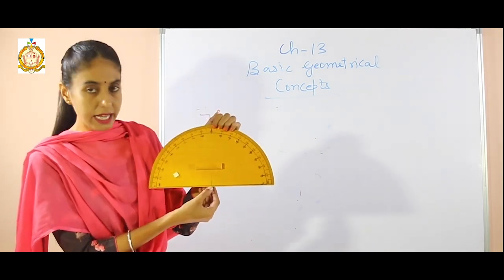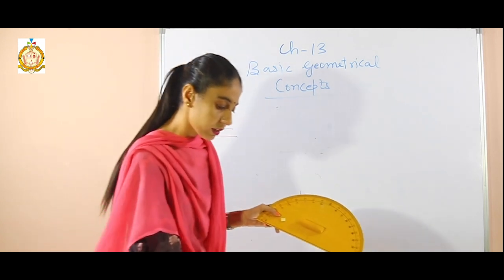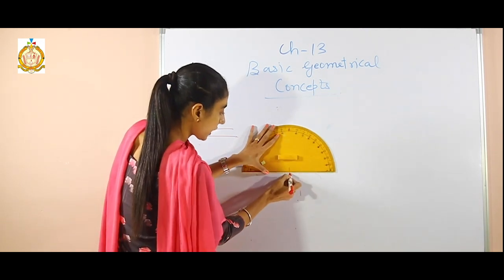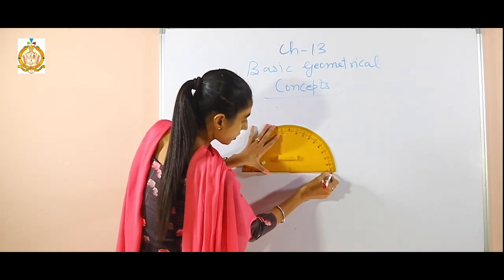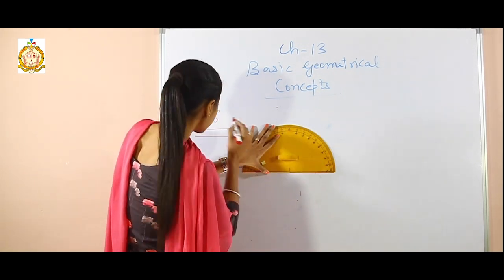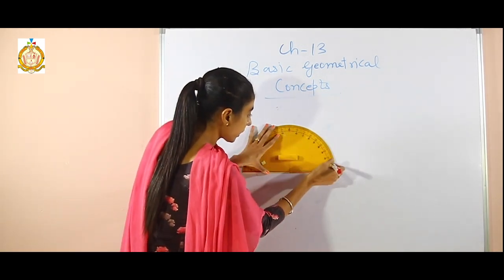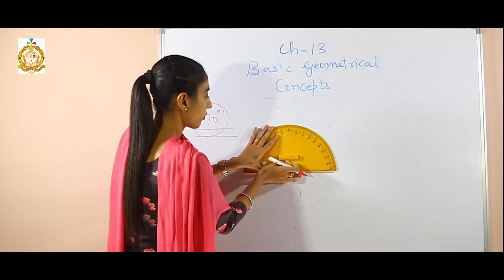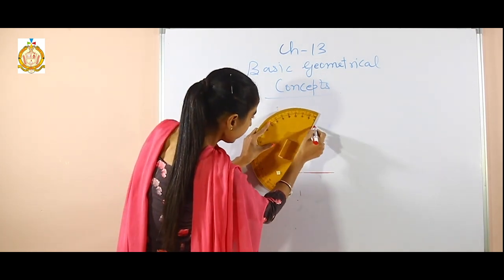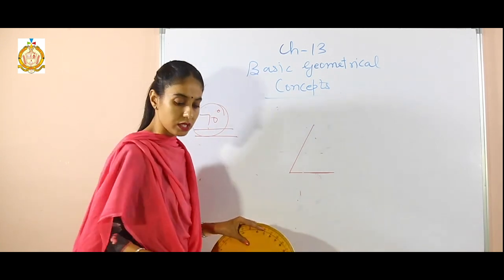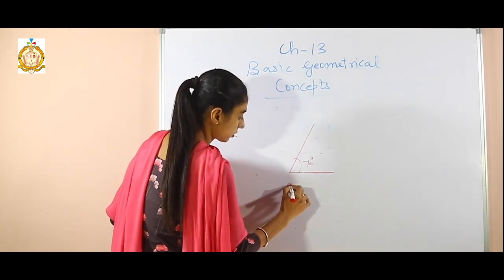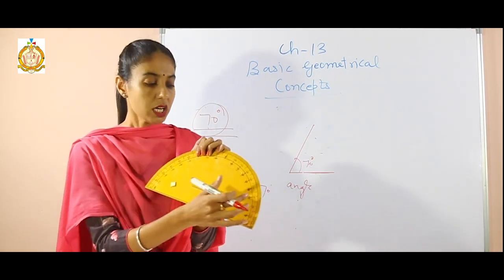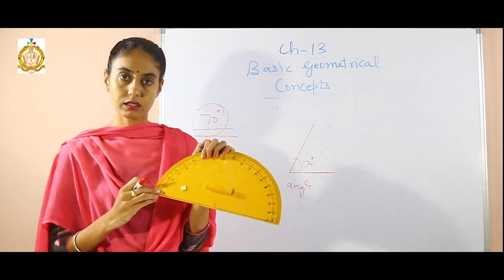Consider this as the center. How will we draw it? First of all, keep the protractor on your copy, take it as a center, draw a straight line, then we will measure the 70 degree angle. Where is 70? 0, 10, 20, 30, 40, 50, 60, 70. After this you will join it. Clear? This is your 70 degree angle. So with the help of a protractor you can measure different angles from 0 to 180 degrees. Clear?